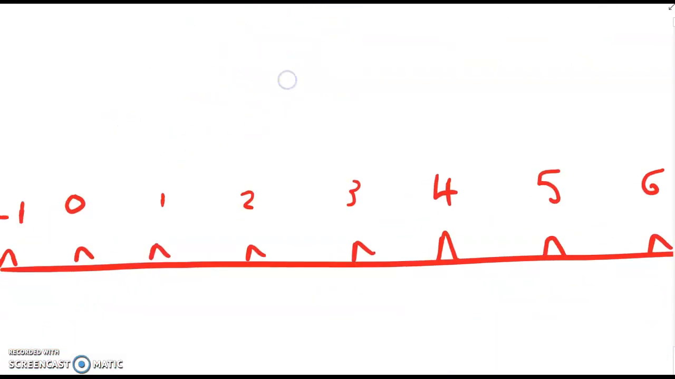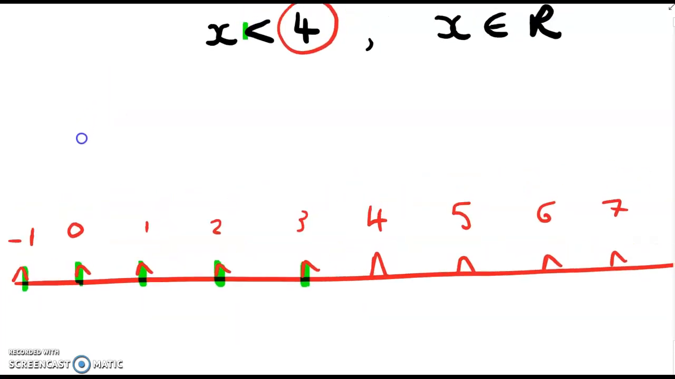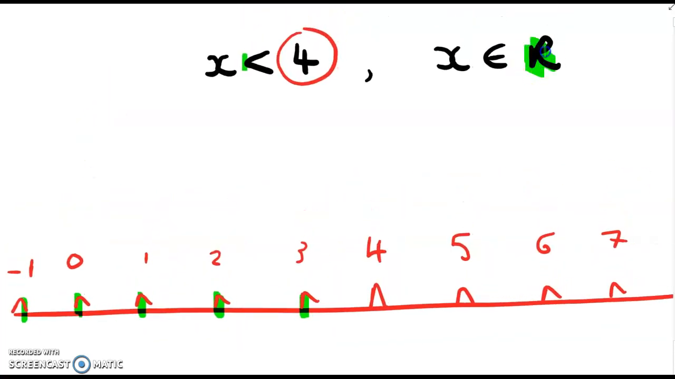Okay, so what could it be? It could be 3. It could be 2. It could be 1. It could be 0. It could be -1. Because remember, real numbers are all numbers, positive and negative. And we're told that this is a real number. Right, but couldn't it also therefore be 2.5? Because real numbers contain fractions, decimals, everything.